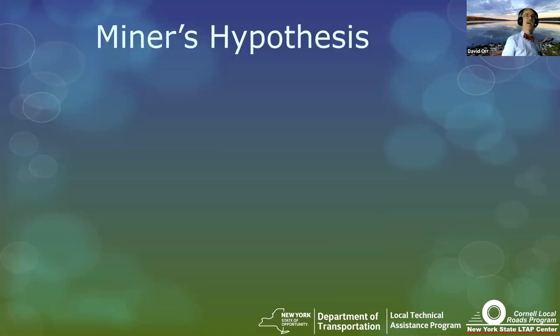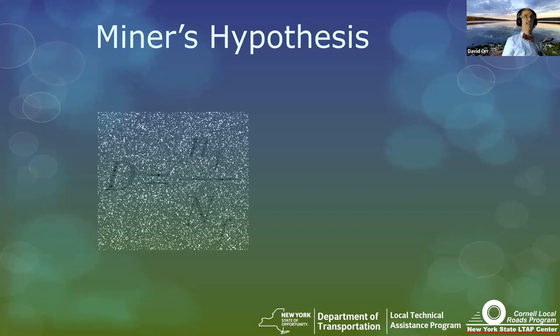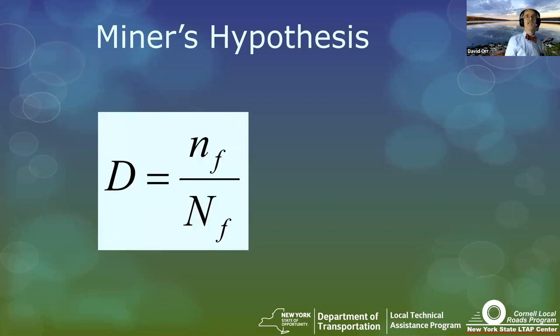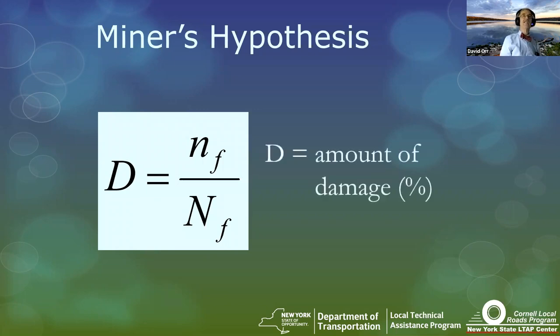Okay. But for an actual real world situation, there's an actual number of cycles that you have to deal with. And that actual number of cycles is little n sub f. So the actual number of cycles over the allowable number of cycles, and you can calculate a fraction. And that fraction is known as the D factor or damage factor. It is essentially the amount of damage in your structure, whether it's a pavement or a metal bar. And that's a percentage.